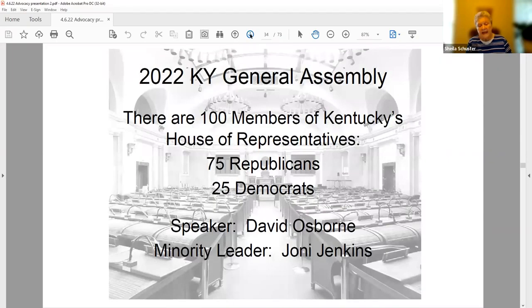So 100 members of the House, and again, it's a 1/4, 3/4 divide, 75 Republicans, 25 Democrats. The Speaker of the House, the leader, is David Osborne from Prospect in Oldham County, as a horse farm owner. And the minority leader is Joni Jenkins. That means she's the leader of the Democrats.